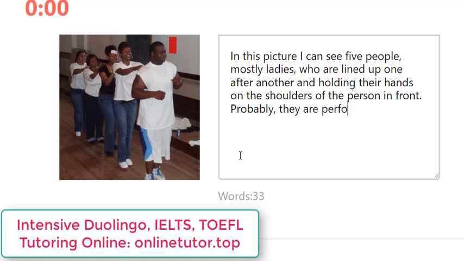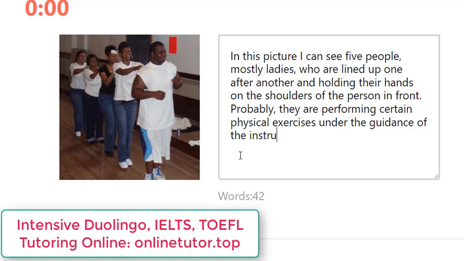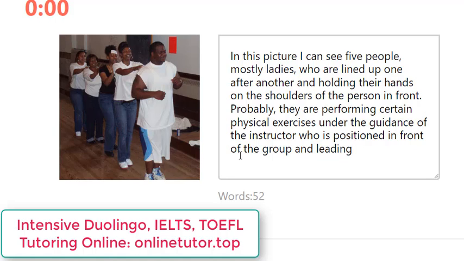They are performing certain physical exercises under the guidance of the instructor who is positioned in front of the group and leading his patients or clients, okay.